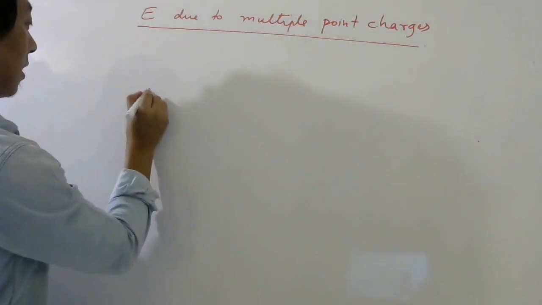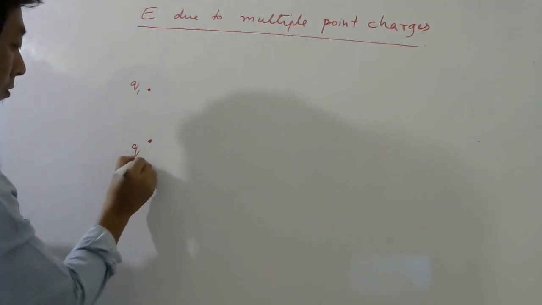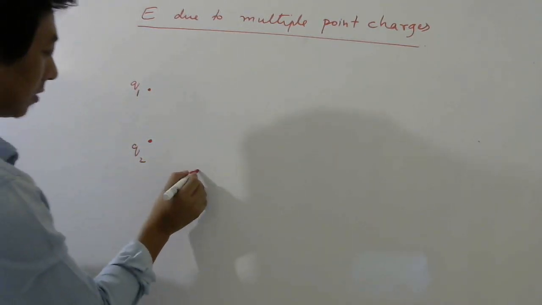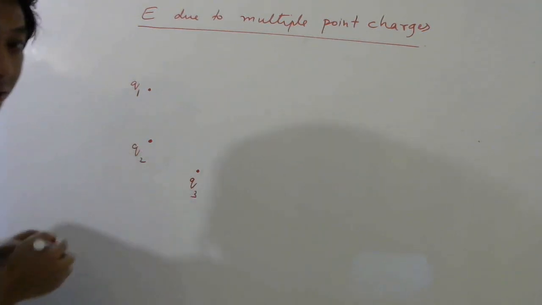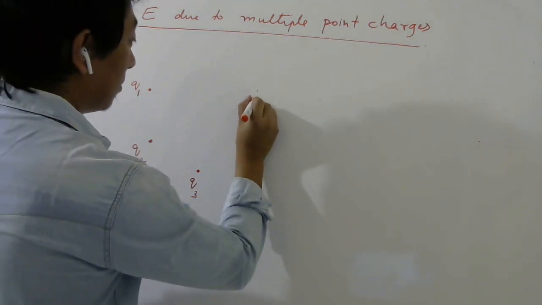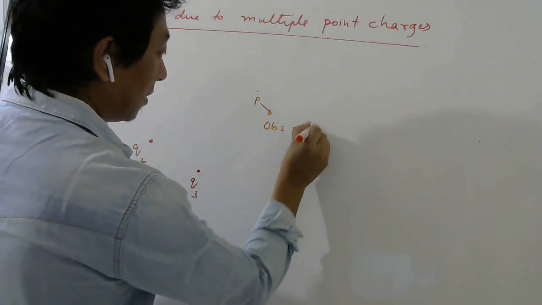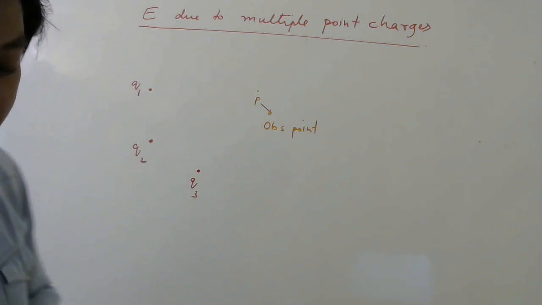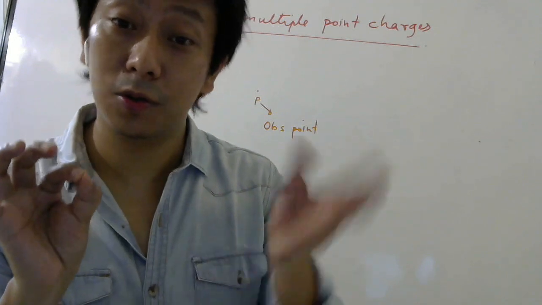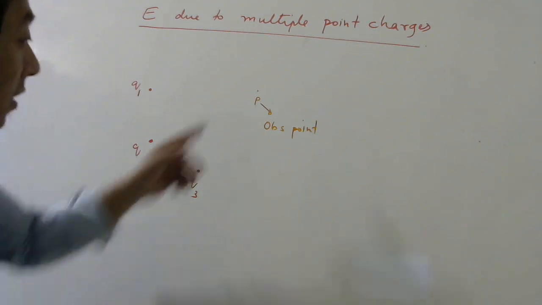Okay, so let us say I have Q1 source charge, Q2 source charge. Let's take two charges, no problem. Okay, one more we'll take, Q3 source charge. Now somebody says find the electric field at this point. This is your observation point. Again and again and again I'm saying electric field is always calculated at a point due to source charge. This time you have three source charges. Then how to find the electric field?